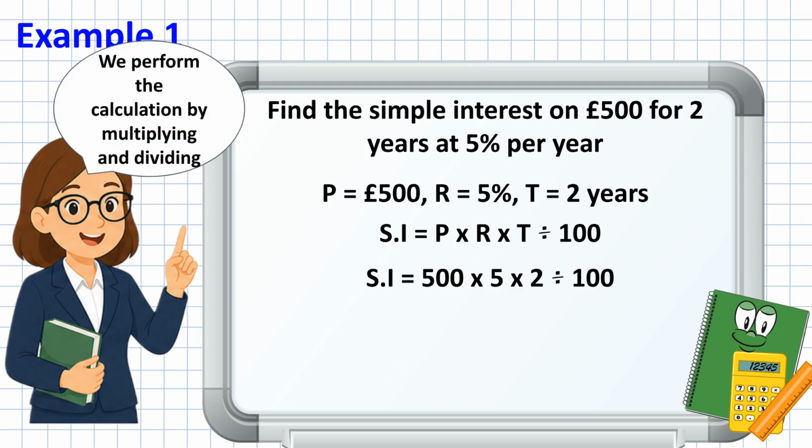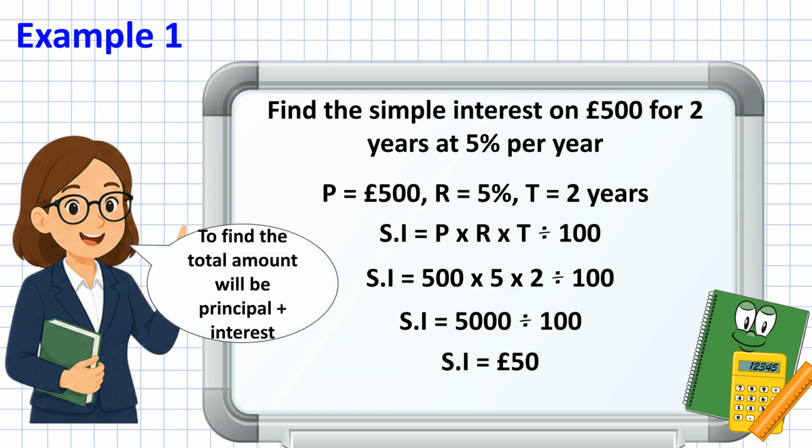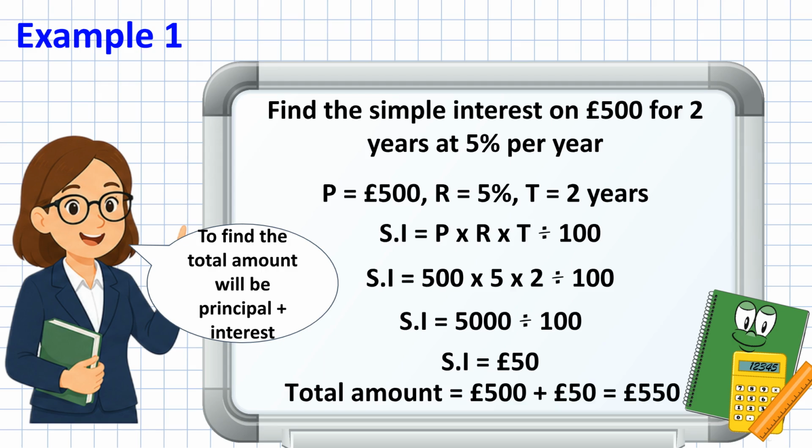Now, we perform the calculation. Multiplying the top numbers gives us 5,000. Dividing by 100 leaves us with 50 pounds of interest. To find the total amount, we add the interest to the original principal. So 500 pounds plus 50 pounds equals 550 pounds.